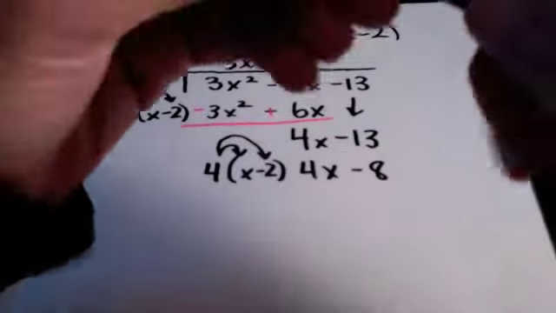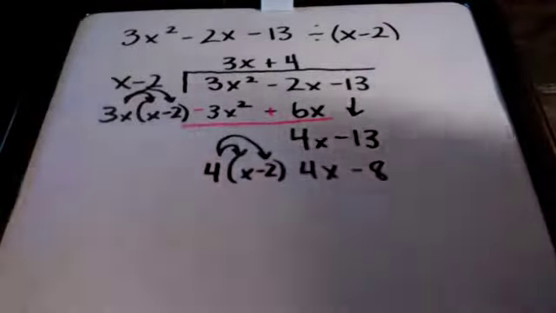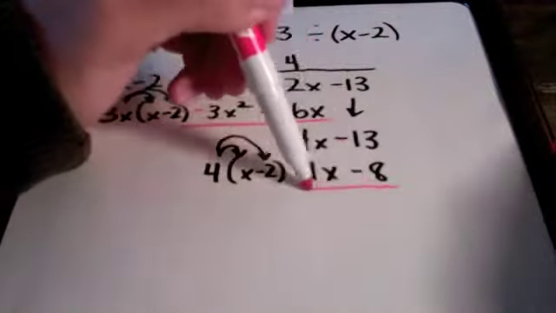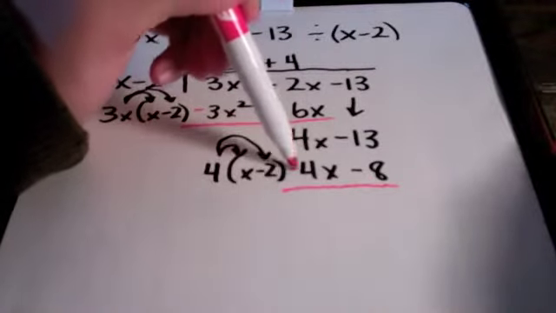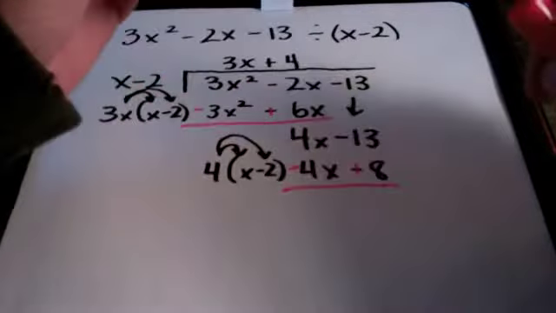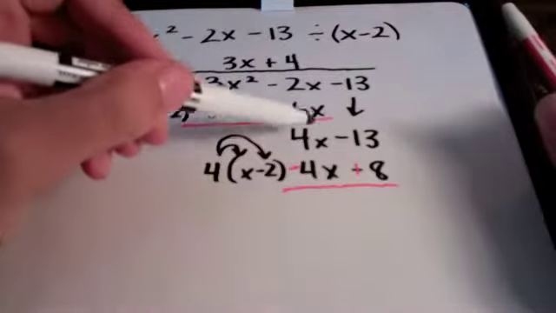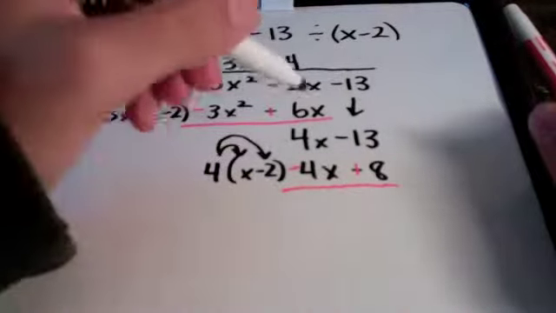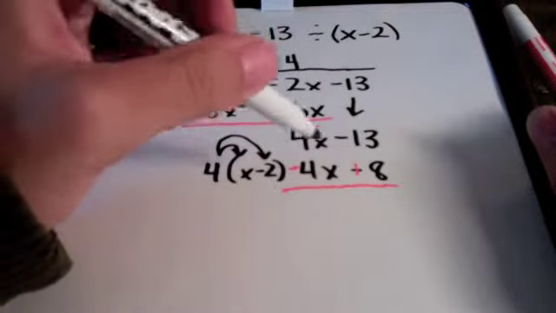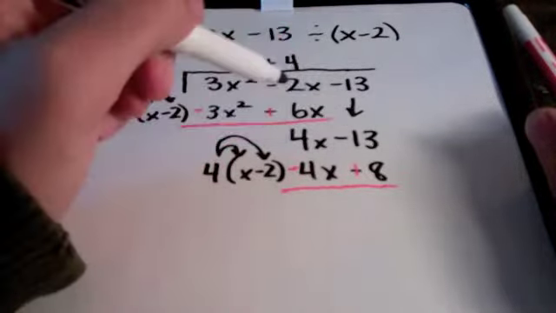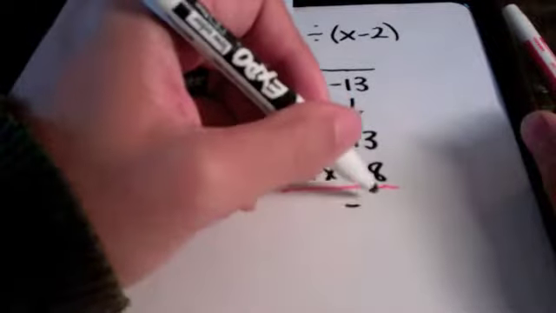And now, after you did that, you draw a line and change the signs. So this becomes a minus 4x, this becomes a positive 8. Our term furthest left we can cancel, because 4x minus 4x is 0. And we have a negative 13 plus 8, which is going to be negative 5.